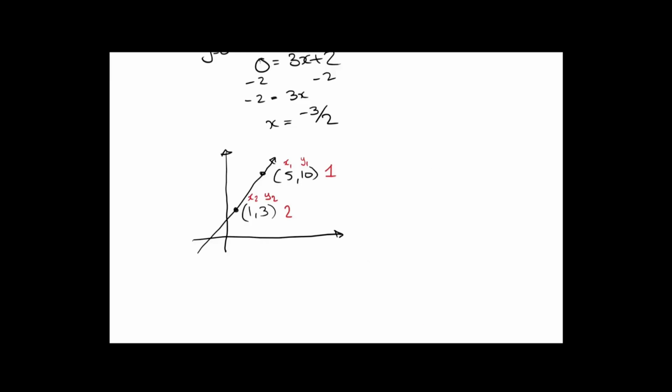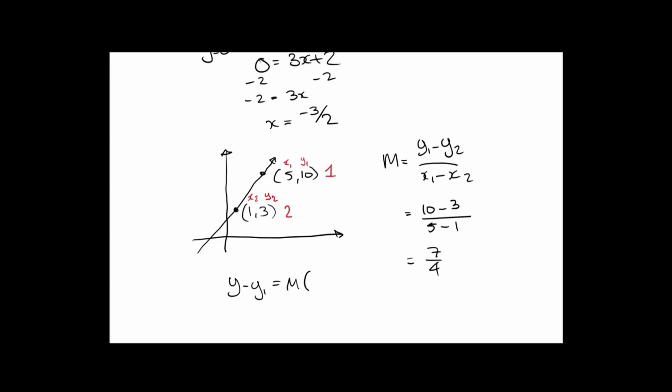So the gradient, this is one that you should know. The gradient is going to be y1 minus y2 over x1 minus x2. So for this, y1 is 10 minus y2 which is 3, divided by x1, which is 5, minus x2, which is 1. So 7 over 4.